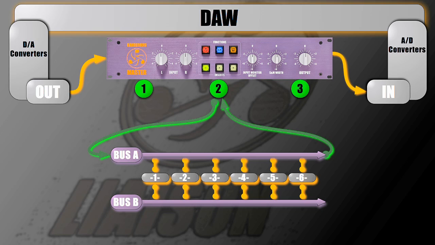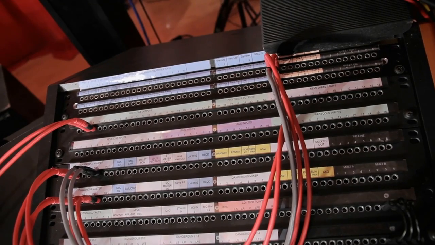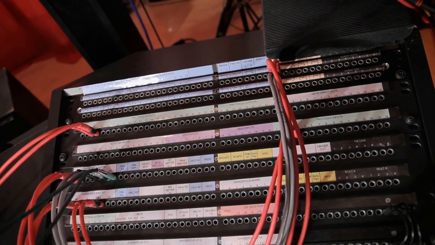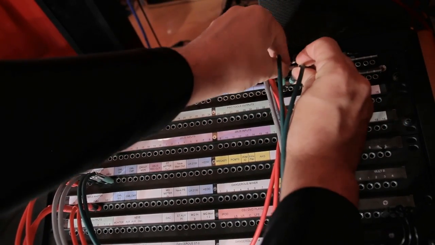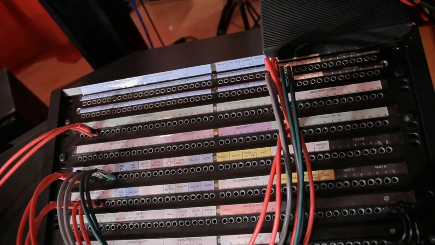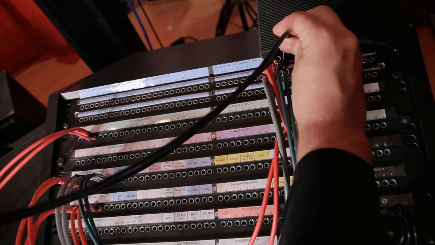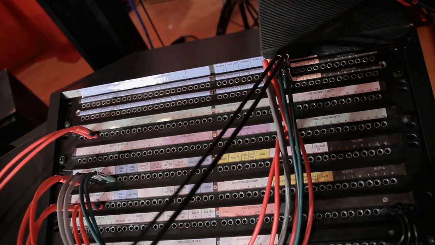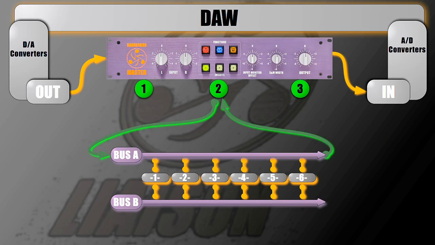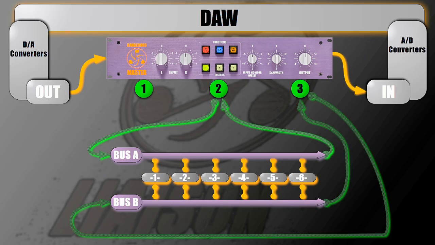And then, for added fun, connect the send of insert 3 on the master to the inputs of Liaison bus B, and the output of Liaison B into the return of insert 3 on the master. Doing the same trick, you now extended insert 3 by all the inserts on Liaison B.